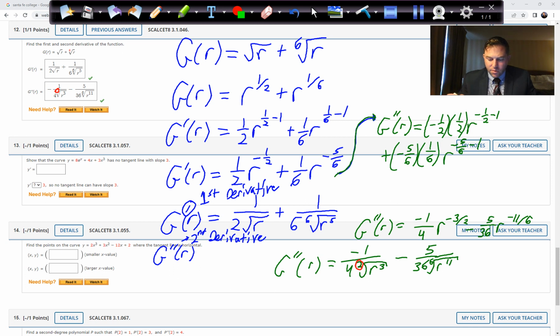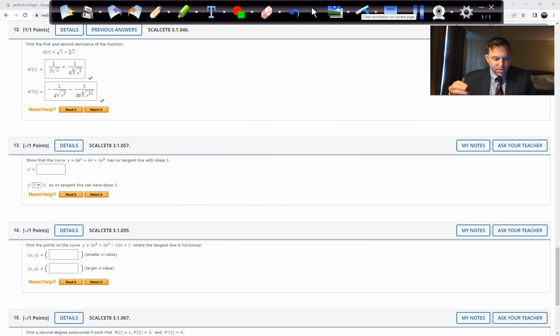Okay, so we're going to expand on this idea. You can take second derivatives, third derivatives, fourth derivatives. You just repeat these steps over and over again. So it says, show that the curve y equals 8e^x plus 4x plus 3x cubed has no tangent line with slope 3. So no tangent line can have a slope 3.